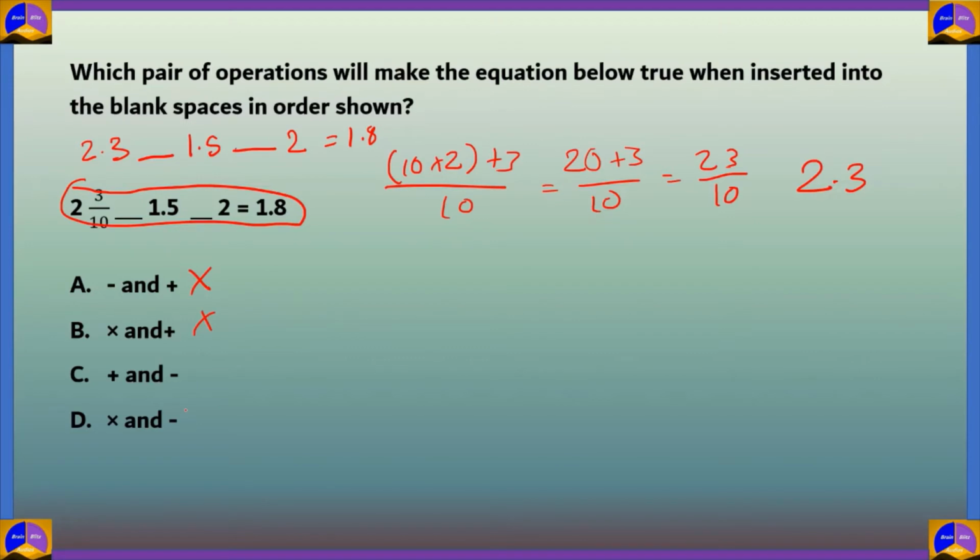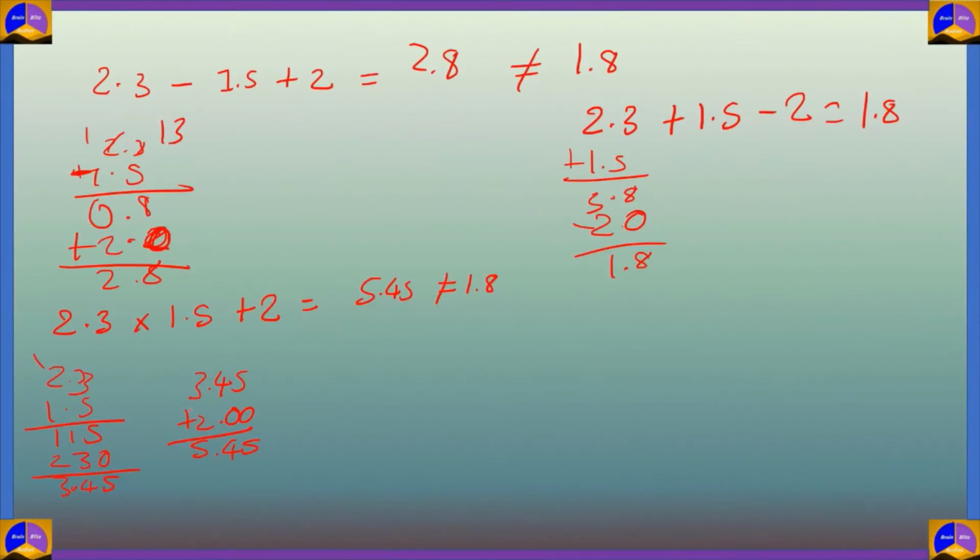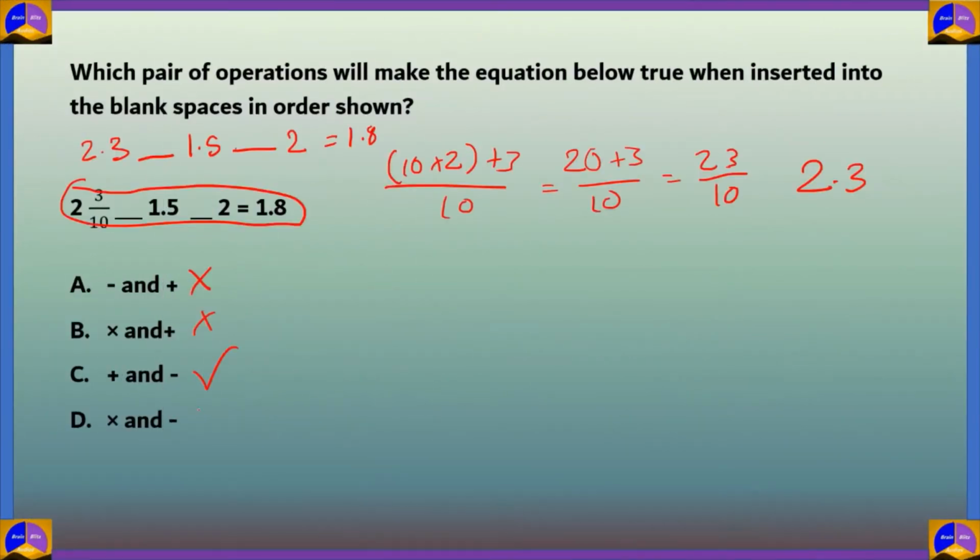But then let's also look at option D to conclude that option C is the correct answer. So 2.3 times 1.5 minus 2 is equal to. Now, we already did 2.3 times 1.5 is equal to 3.45. So 3.45 minus 2.00 is equal to 1.45 and not 1.8. So the correct answer is option C, first addition and then subtraction.